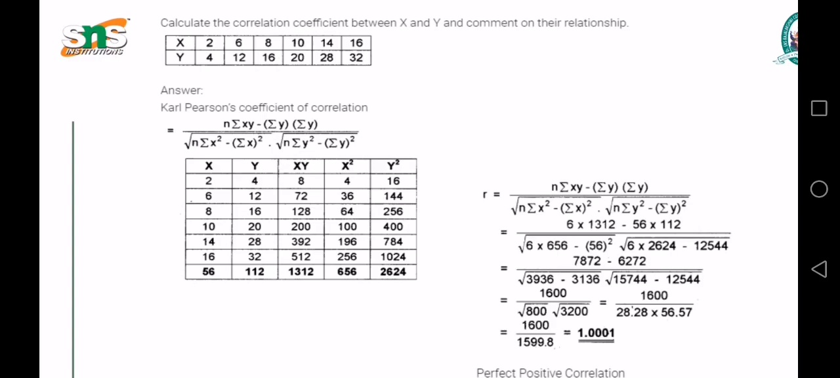Substitute all these values in the formula. Here n is equal to 6. 6 into 1312 minus 56 into 112, divided by root of 6 into 656 minus 56 whole square, into root of 6 into 2624 minus 112 square. We get the value 1. Here the nature of this correlation is perfect positive correlation.